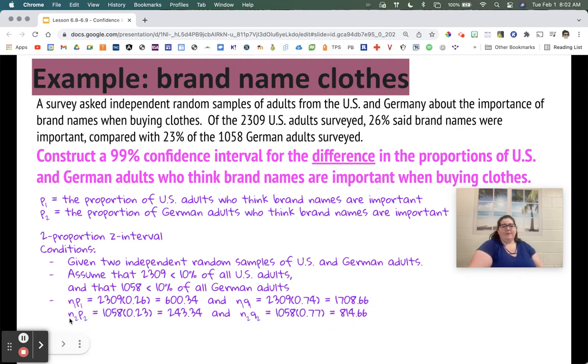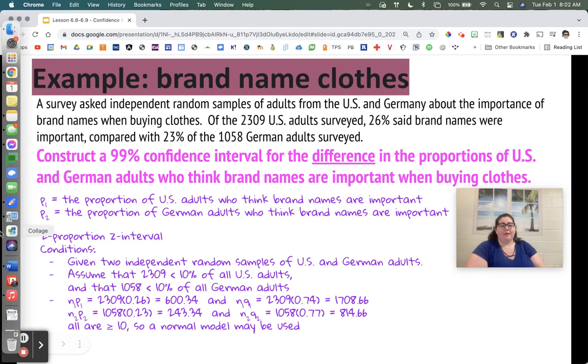Then we did the same thing for Germany. 1058 times 0.23 is about 243. 1058 times 0.77 is about 814. All of those are greater than 10. So a normal model may be used to calculate this interval. If any of those were not greater than 10, it would not be appropriate to use this method to calculate an interval. Good fact. So now we're ready to do our third step, which is calculate.